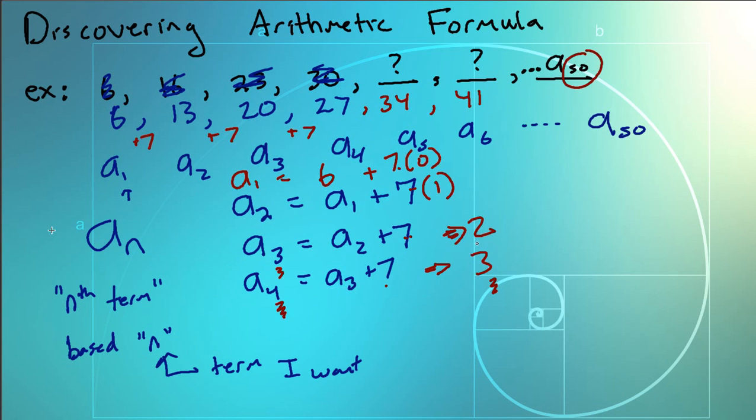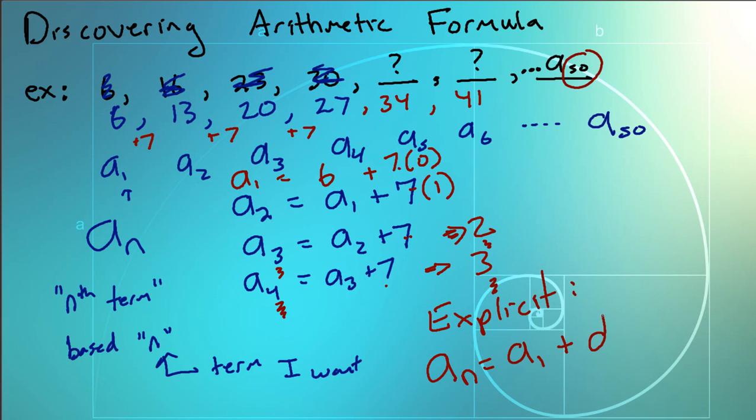If I want the third term, I've added 7 2 times. Well, repeated addition is just multiplication. So that's where we get what I'm going to call the explicit formula. Explicit means I get my term without knowing any of the other terms. So my explicit formula for an arithmetic sequence is a sub n equals, well, my starting term, a1, and then plus, well, I'm doing 7, right?